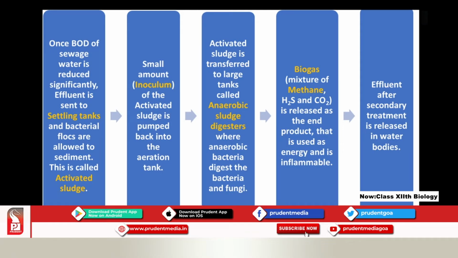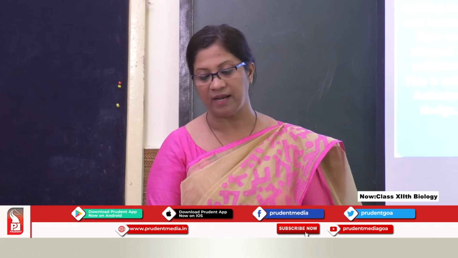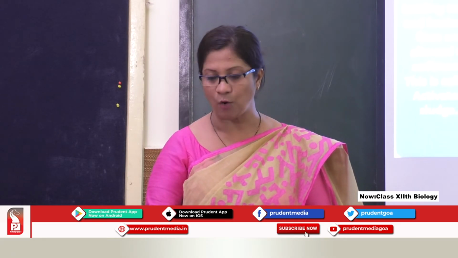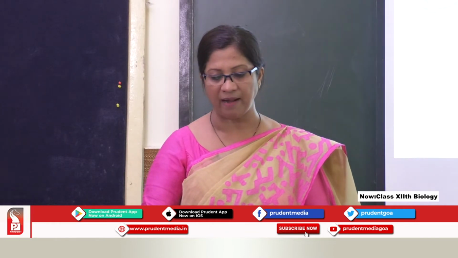Then later on, this effluent after secondary treatment is released in water bodies. This I have shown you in my plant. After the BOD removal and activated sludge treatment, the effluent is released into the water after secondary treatment. Now, as a revision, I will show you the plant again.